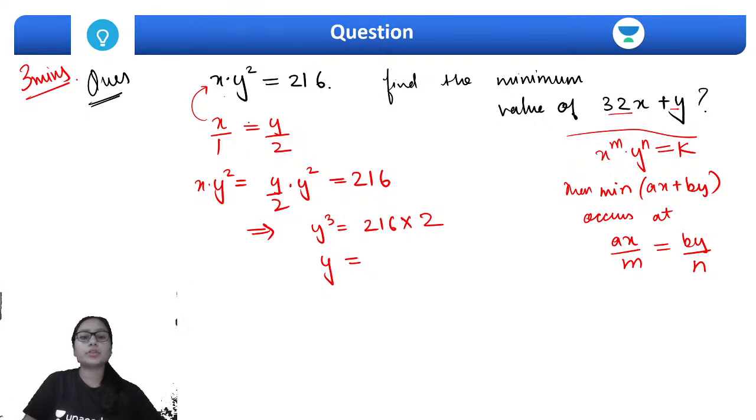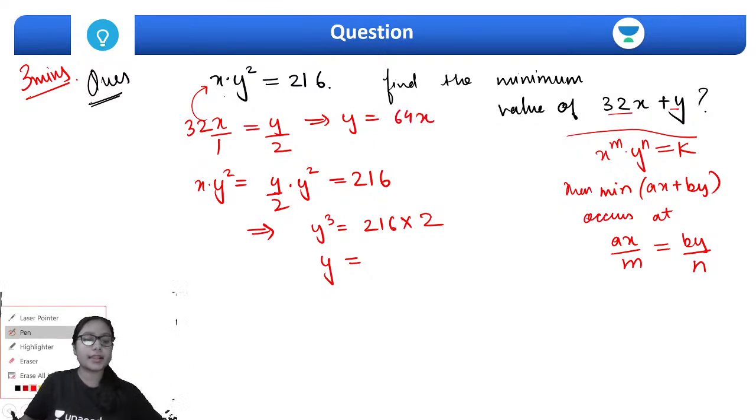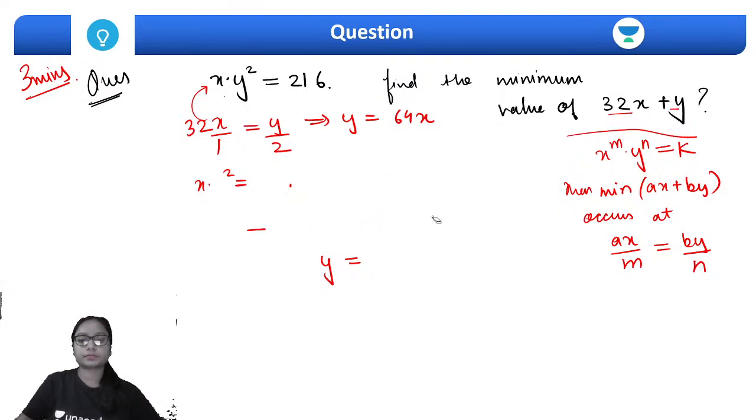So this will be equal to, oh sorry, 32 is also here. So 32x is equal to y by 2. So from here I get the value of y as 64x. So let us substitute the value of y here. Okay, let me just redo this.